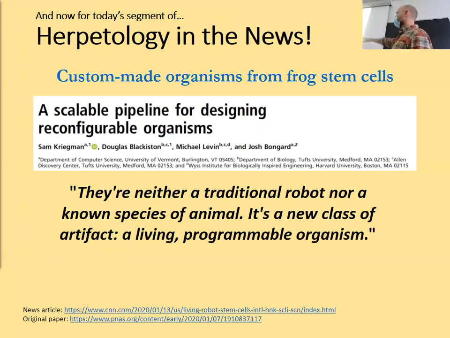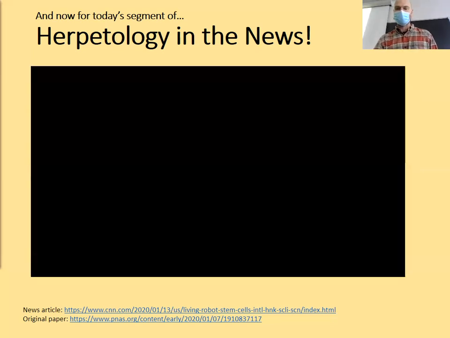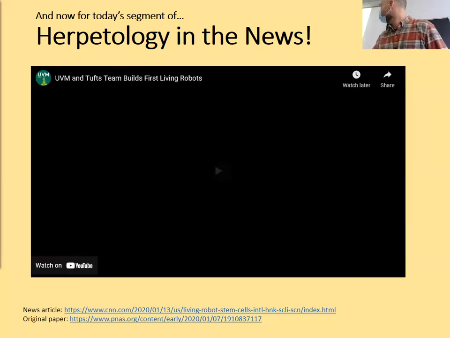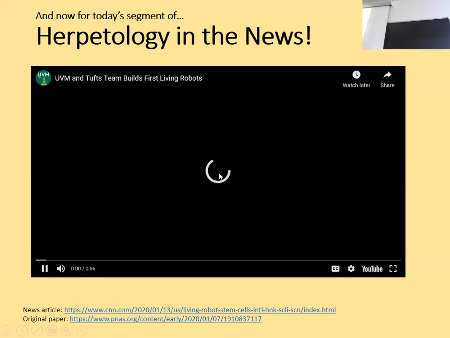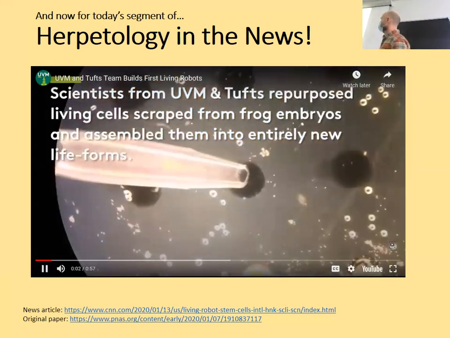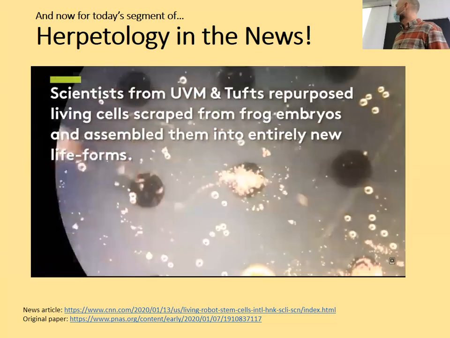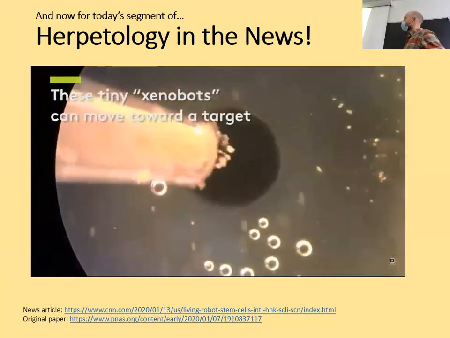I should pull up a picture of one, but you've probably seen them before. Anyway, they figured out a way to make the stem cells of this frog do what they wanted. And so the quote, I love the quote here, they're neither a traditional robot nor a known species of animal. It's a new class of artifact, a living programmable organism. And I saw this, it kind of blew my mind. And I want to show you the video about this. Let me play this. I need to adjust the sound, so bear with me. Oh, there we go, it worked. Xenobots, that's what they call them.